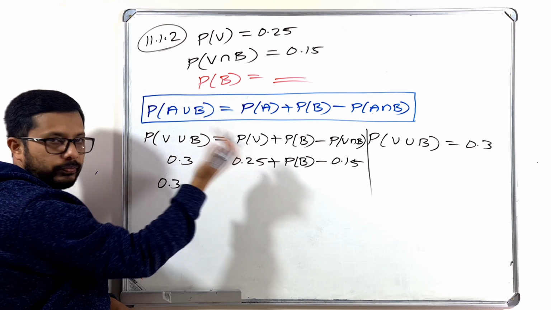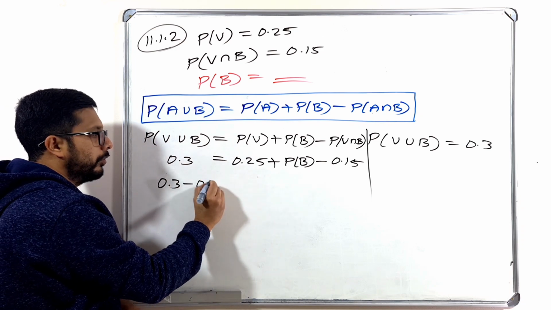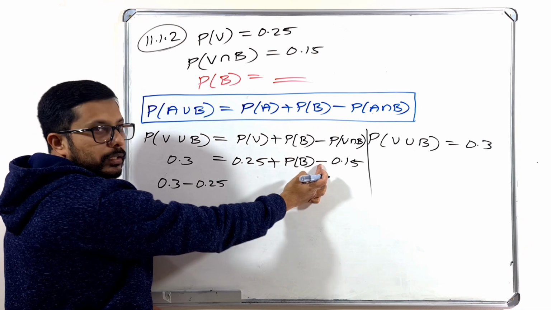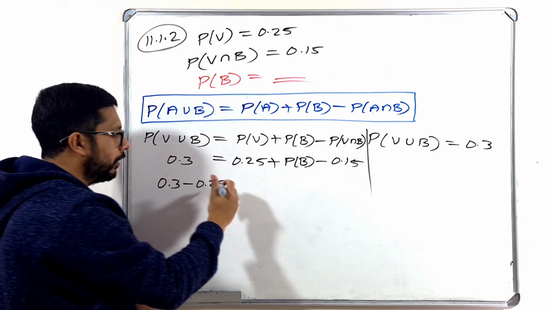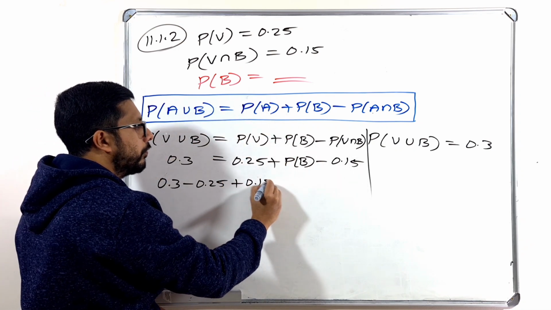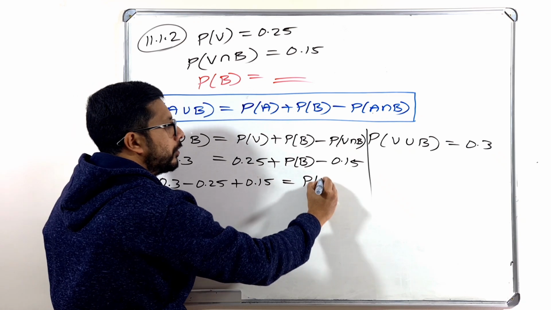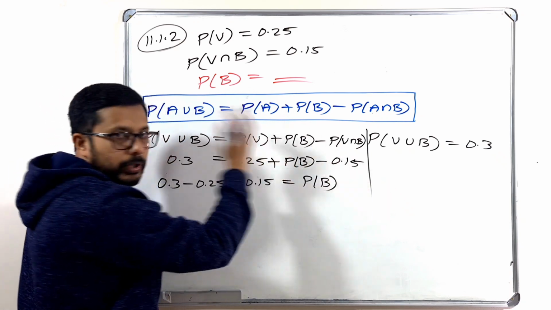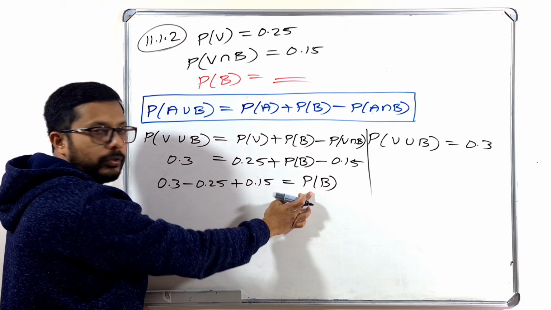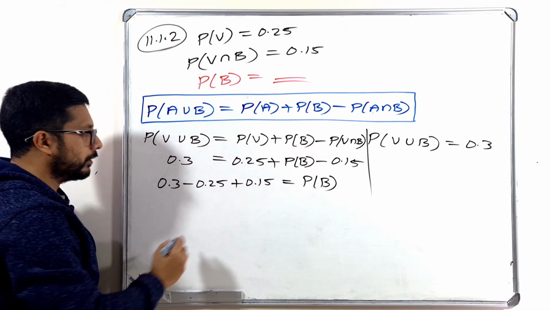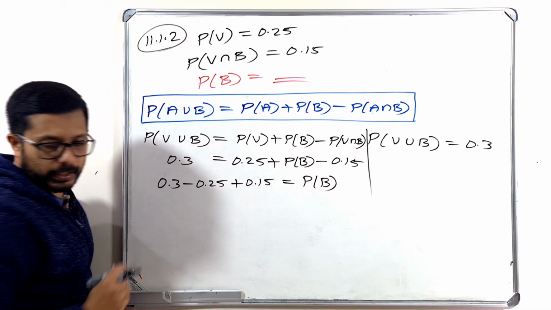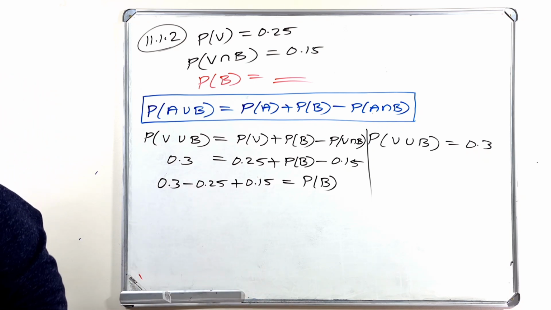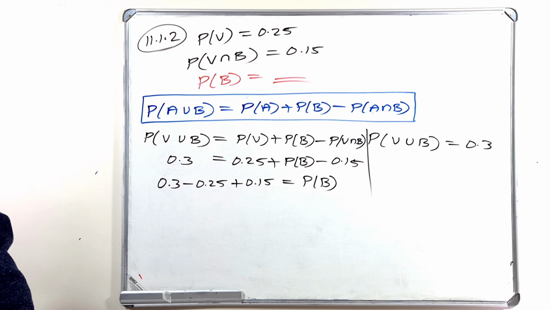Take all these numbers to this side. So it is 0.3, already there. Take this 0.25 to this side, so it is minus 0.25. Take this one to this side: here it is minus, so on this side it is plus 0.15, and that is the probability of Bongani. We already took these two to the left side, so the remaining is the probability of B. Take your calculator and try to find the value. In your calculator, you will get the answer. Let me check one second there.